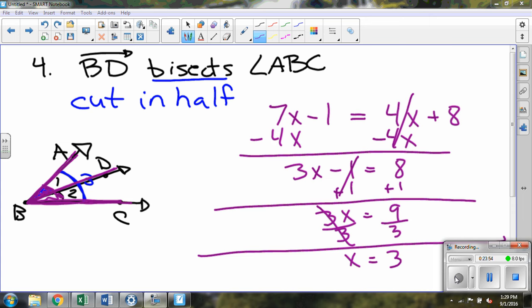But I'd like to caution you, we are not done. Go back and check your directions. What did the directions ask us to get? Find the measure of angle ABD. They did not say find the value of x. We've done a lot of good work, but we're not done.